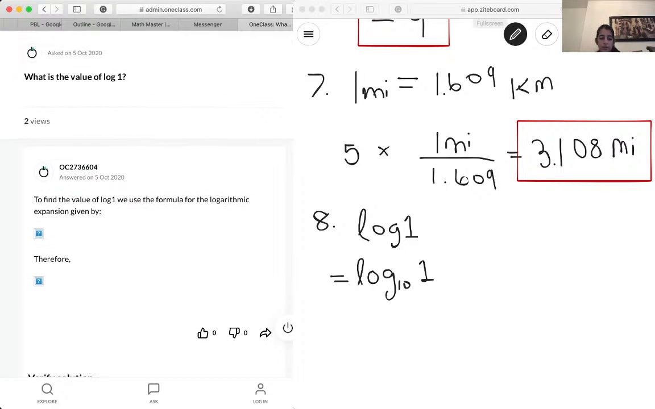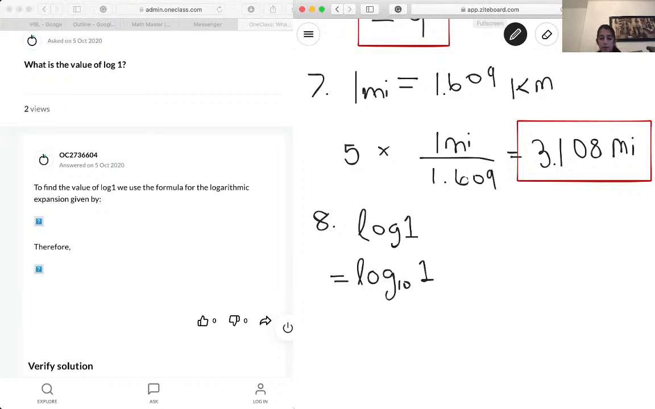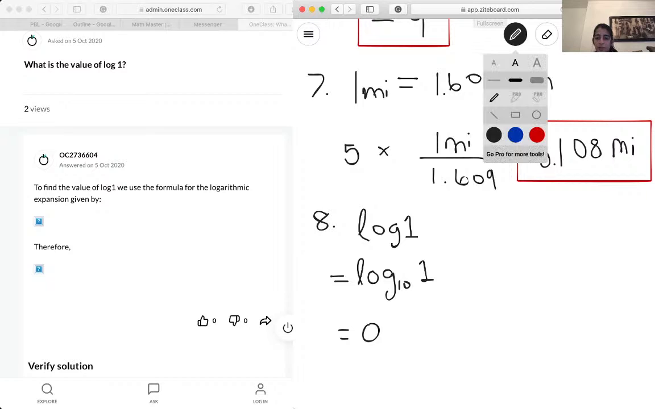We just figure out to what power of 10 do we raise to get 1, and that is 0. So 10 to the power of 0 is 1, so our answer is 0. That's our final answer.